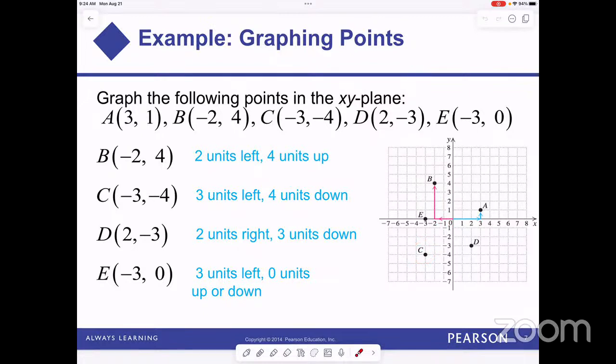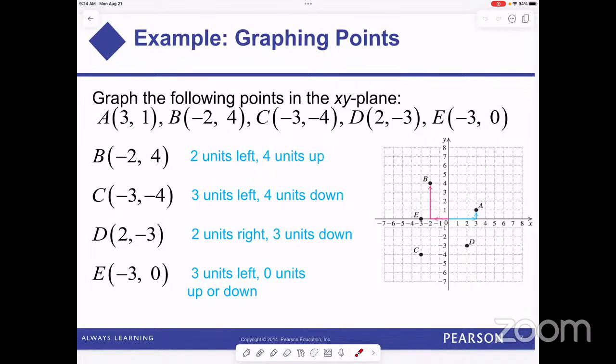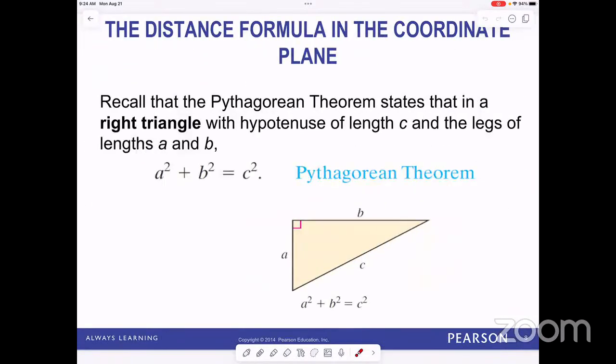This is light enough, I think you guys can follow this. Okay, so the distance formula in the coordinate plane. We recall that the Pythagorean theorem states that in a right triangle with a hypotenuse of length C and legs of length A and B, A squared plus B squared equals C squared. So if we have a right triangle, meaning a 90-degree angle in the triangle, then the square of this side plus the square of this side equals the square of this side.